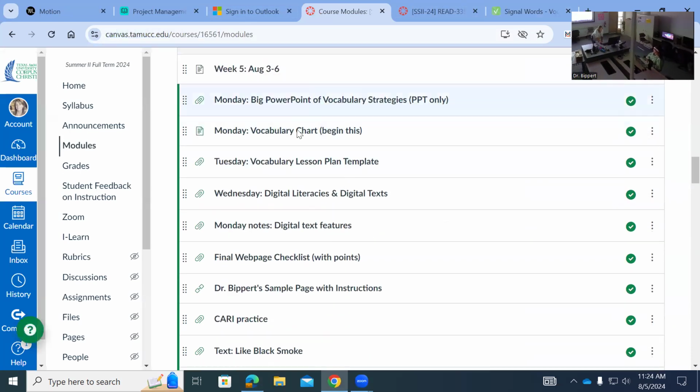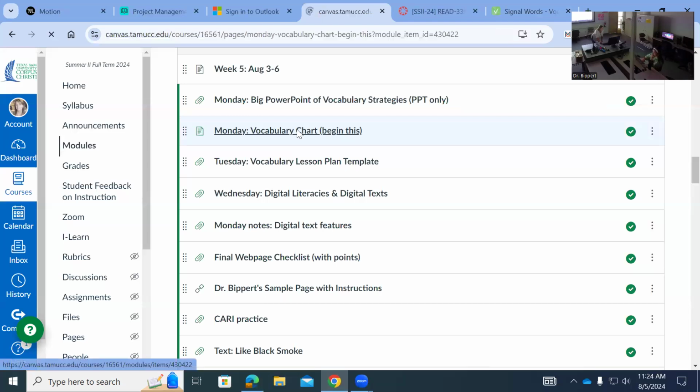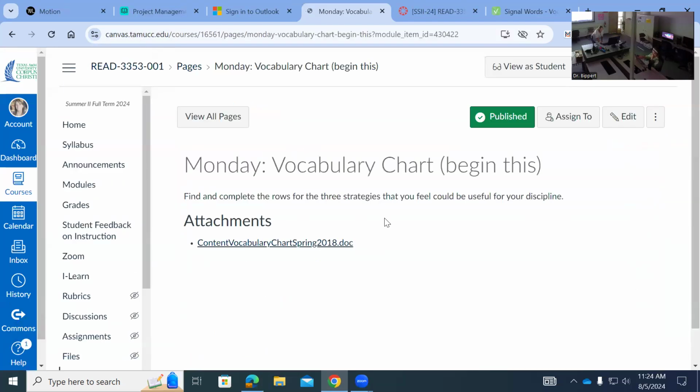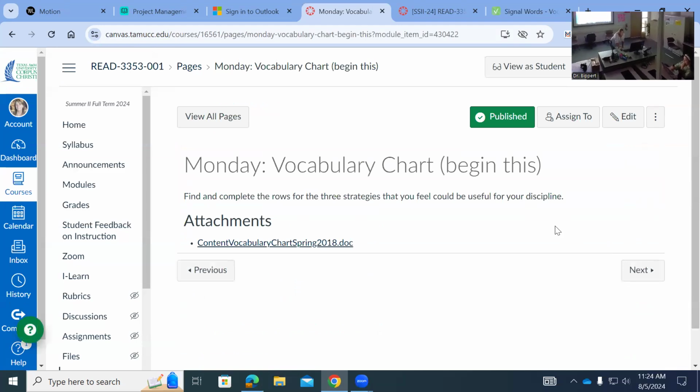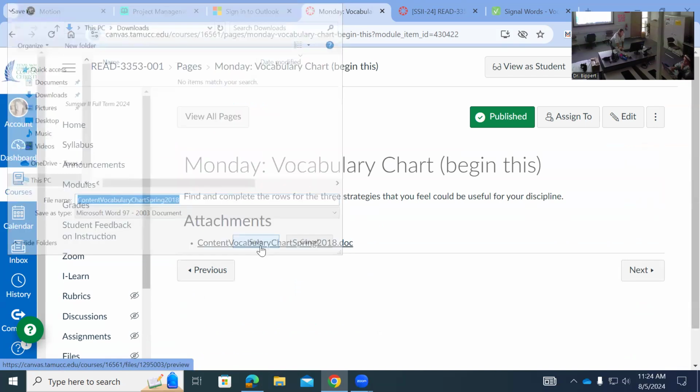All right, so I have the vocabulary chart. I want you to just kind of start it. You don't have to turn it in. We'll work on it some more tomorrow. Here it is. I'll make sure you've got ready access to it. This looks like it's a little bit hard to get. Here we go.